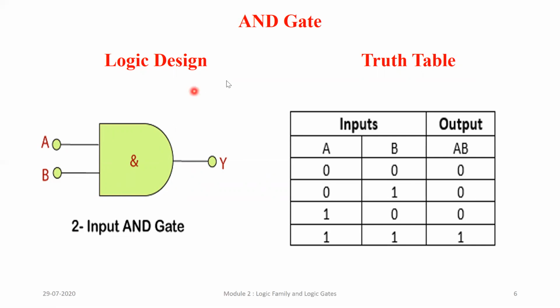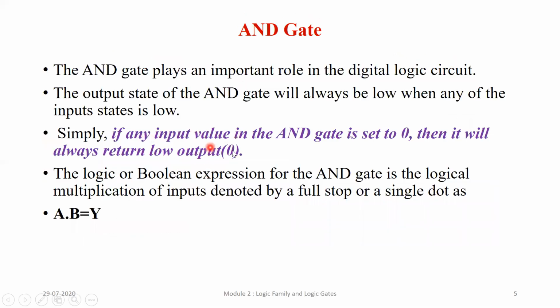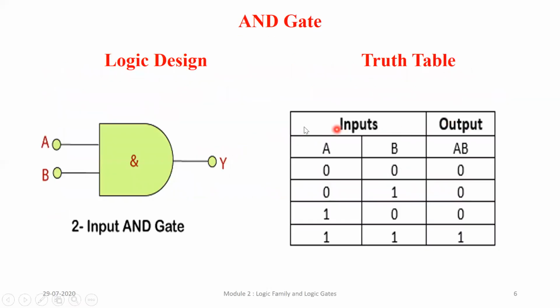And then comes the truth table. Now what the truth table is, based on input combination, what is the output? Just now we have defined that if any input value in an AND gate is set to 0, output is a 0 value. So based on this logic, we will write the truth table. Since I have two inputs, 2 raised to 2 in binary, I will have 4 combinations: 0 0, 0 1, 1 0, 1 1. So these are my input combinations.